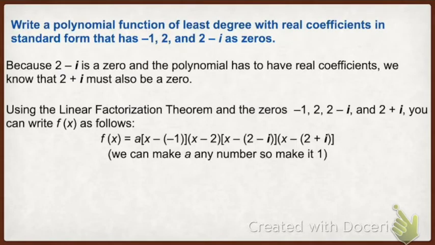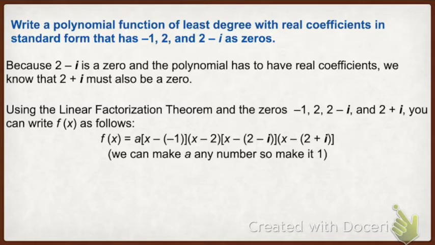Here it says to write a polynomial function of least degree with real coefficients in standard form that has these as zeros: -1, 2, and 2 minus i. Well, what we just discussed about complex roots needing their conjugate means that because 2 minus i is a zero, we know that 2 plus i must also be a zero, because they come in pairs. So using the linear factorization theorem, we now have the solutions -1, 2, 2 minus i, and 2 plus i. We can write a polynomial function in factored form.